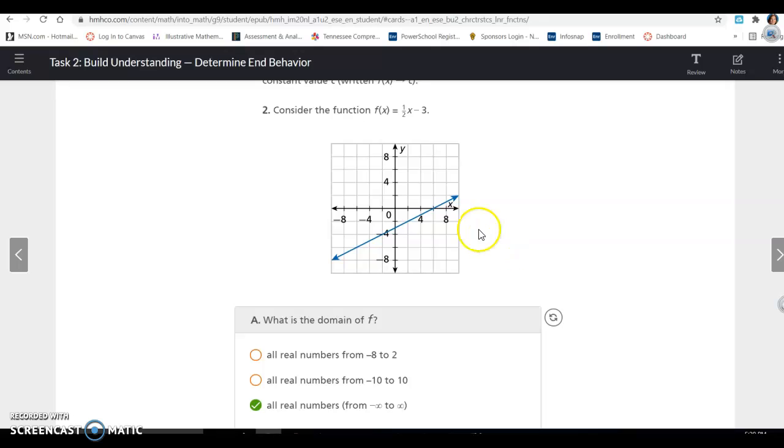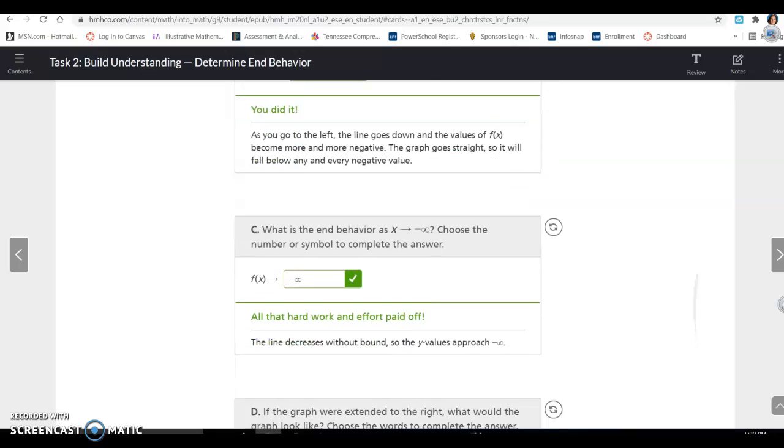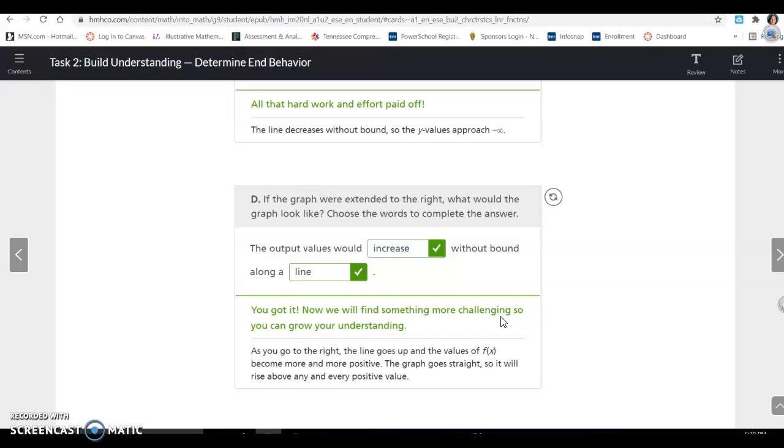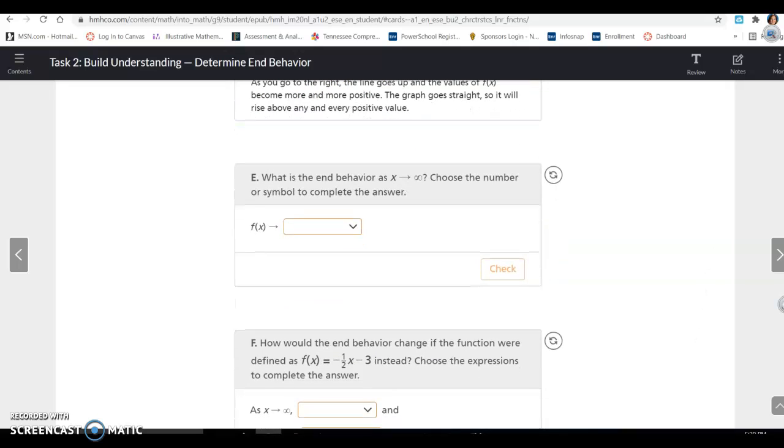All right, so if we extend the graph to the right, it's going to continue going up. So we see that our x's are going positive, and our y's will also be increasing. So they would be positive as well. So we can say if the graph is extended to the right, the output values, that's my y values, or my output, would increase without bound along a line. All right, what is the end behavior as x goes to infinity? Y goes to infinity as well.